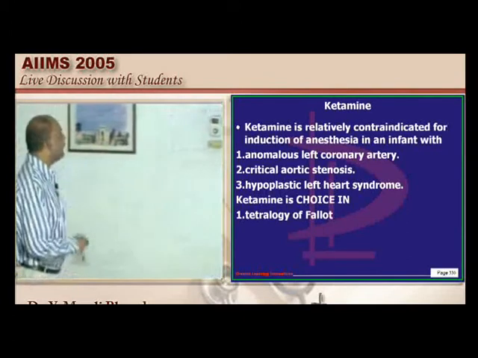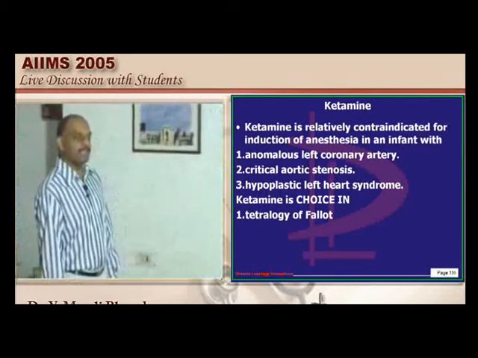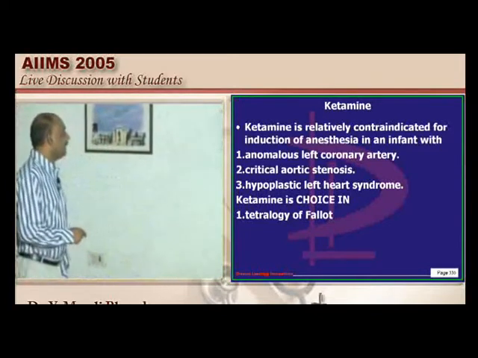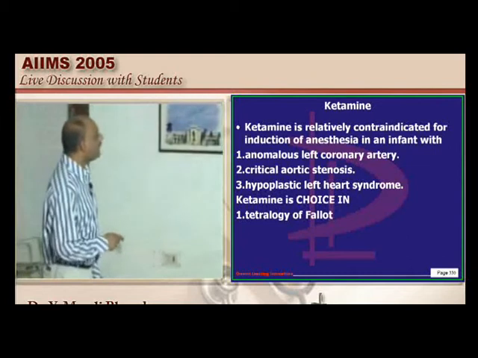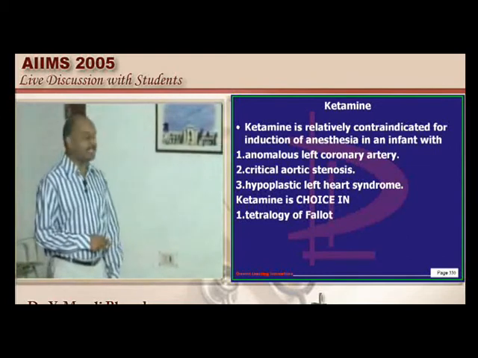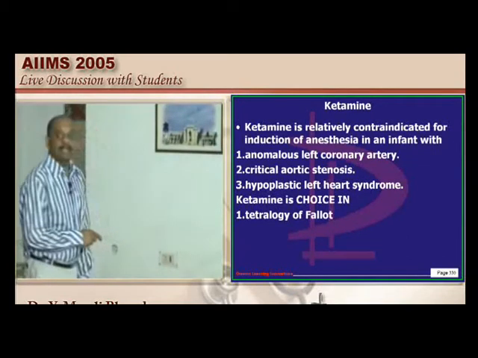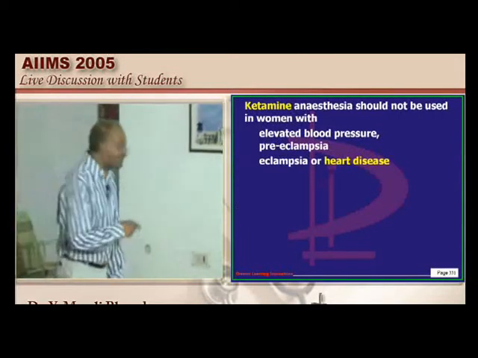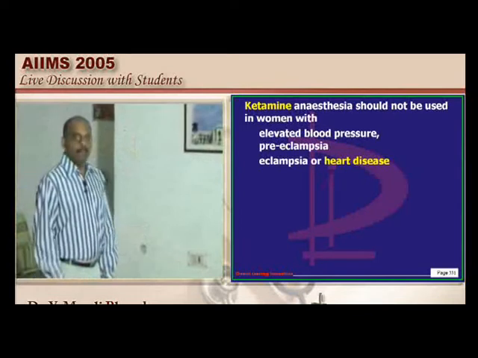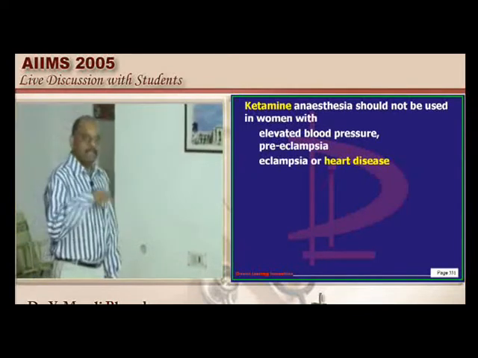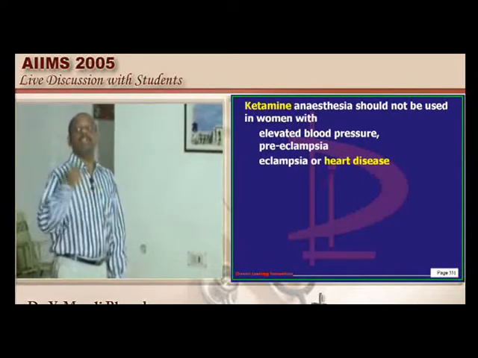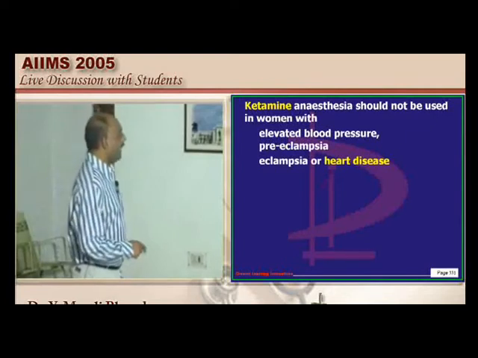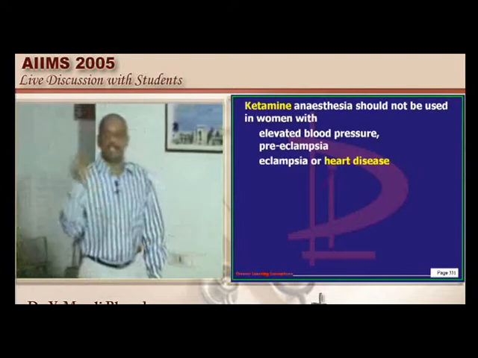Because ketamine will increase the total peripheral resistance and that can worsen the ischemic heart disease. Ketamine is relatively contraindicated in conditions like hypoplastic left heart, or if there is any critical aortic stenosis, or any anomalous left coronary artery, or any ischemic heart disease. But ketamine is considered to be the agent of choice in the case of tetralogy of Fallot, which we need to fundamentally remember.